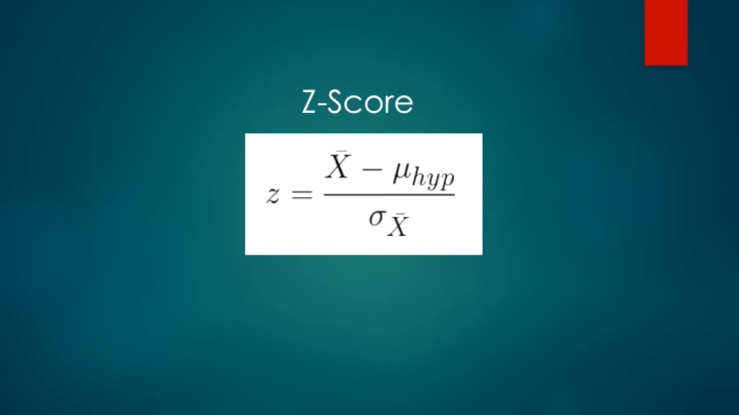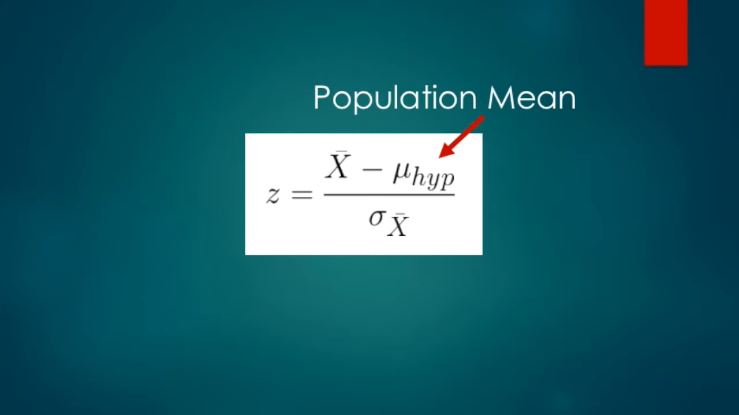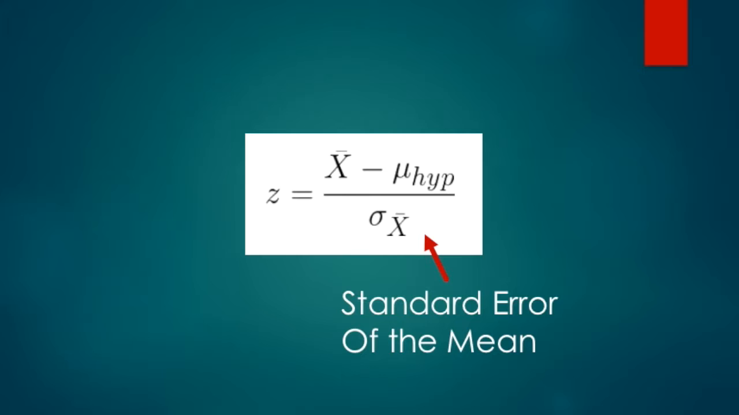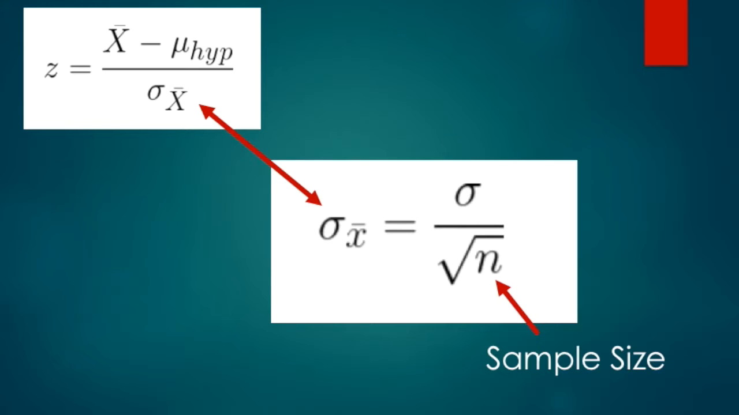This is a formula that we will use to solve for the z-score. We would need the sample mean subtracted by the population mean and divided by the standard error of the mean. We would need to do an extra step to solve for the standard error of the mean and take the standard deviation and divide that by the square root of the sample size.